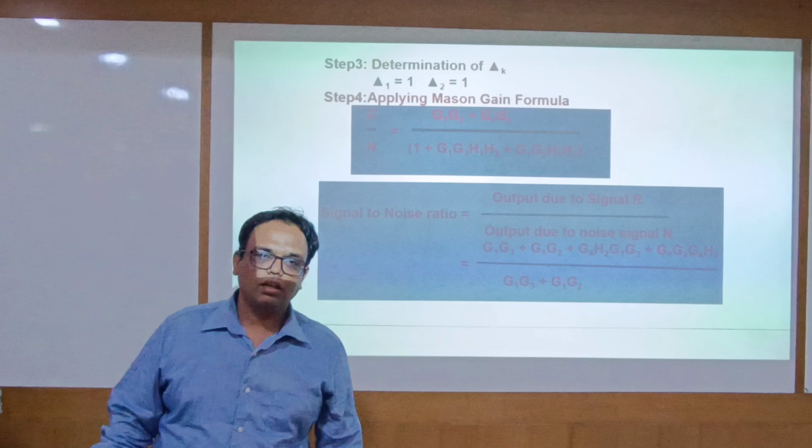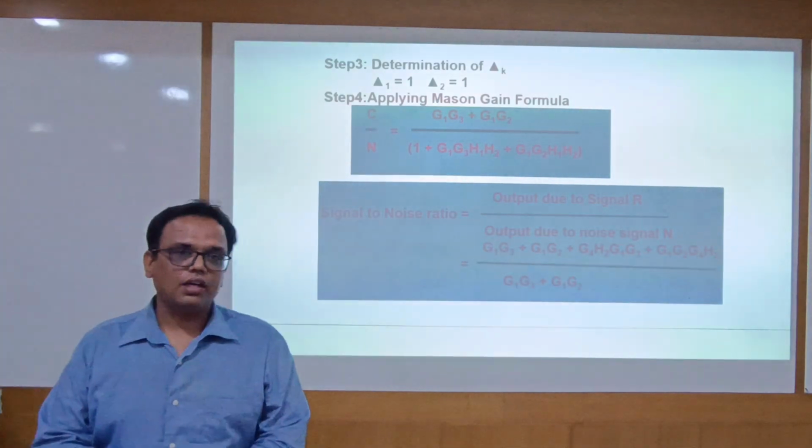Okay, this is the Mason gain formula for signal flow graph.